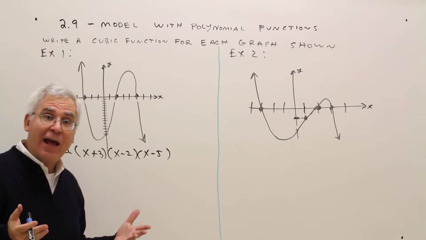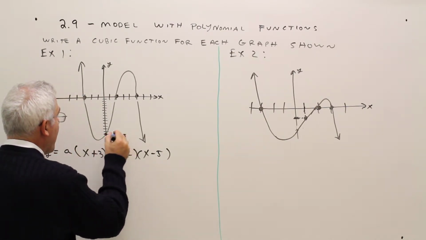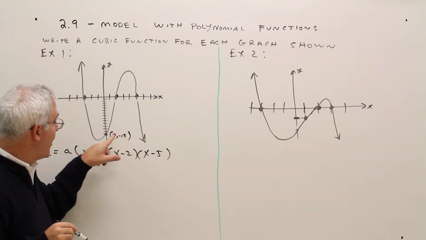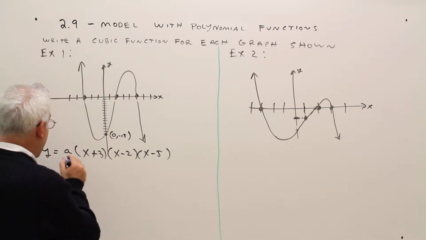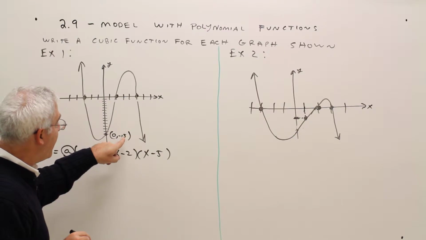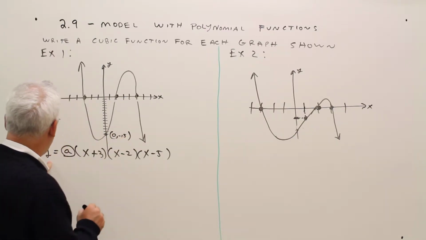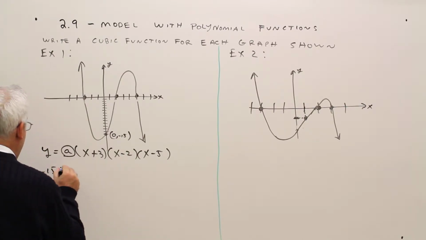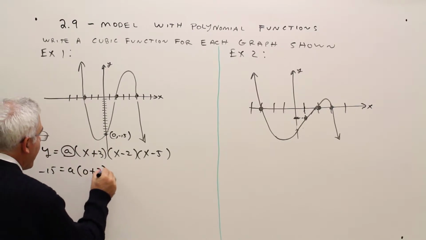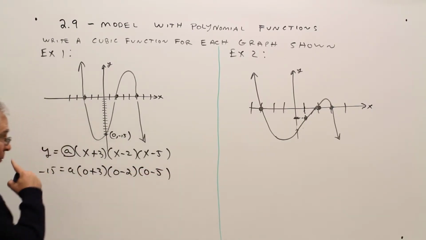So if only I had one additional point, I do. That point is (0, -15). So that's the y value, that's the x value, and I can now solve for the a value. Okay, so just be careful. The y value comes second here and first there. So I'm going to get -15 equals a times (0 plus 3) times (0 minus 2) times (0 minus 5).